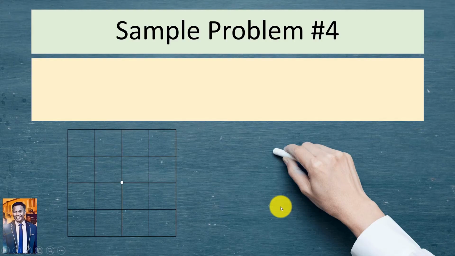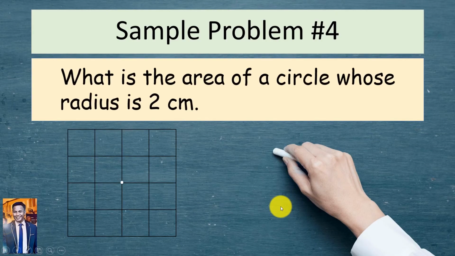Next, sample problem number 4. What is the area of a circle? Okay, this time we're going to talk about a circle whose radius is 2 centimeters. Okay, so ito yung ating circle. Ano ba yung radius? Radius is the measurement, sabi natin, from the center to one of the points lying on the circle. So ito yung circle natin. So yan yung lying on the circle.